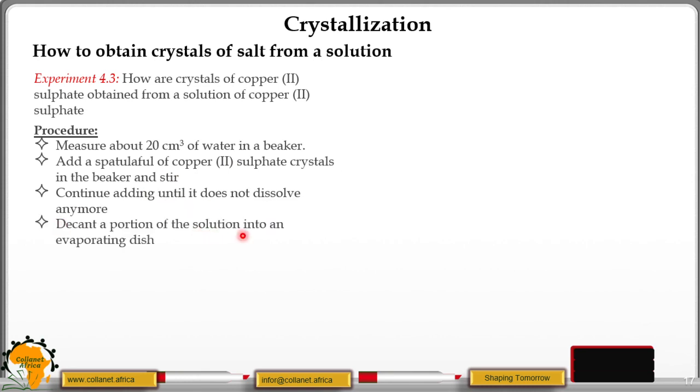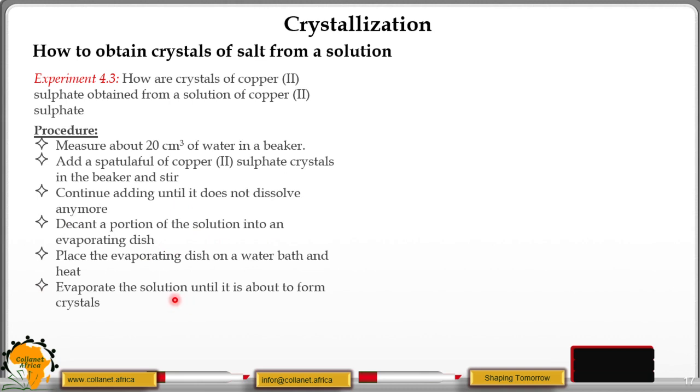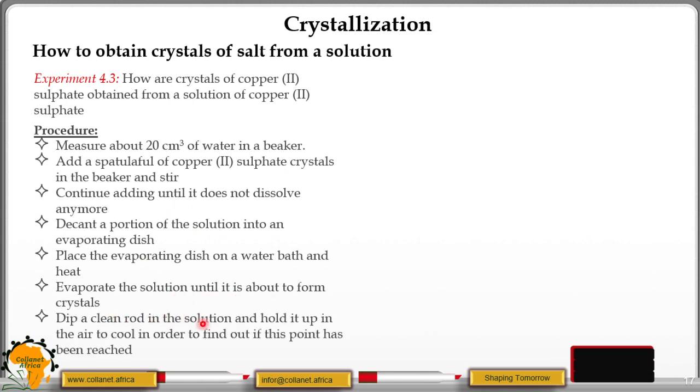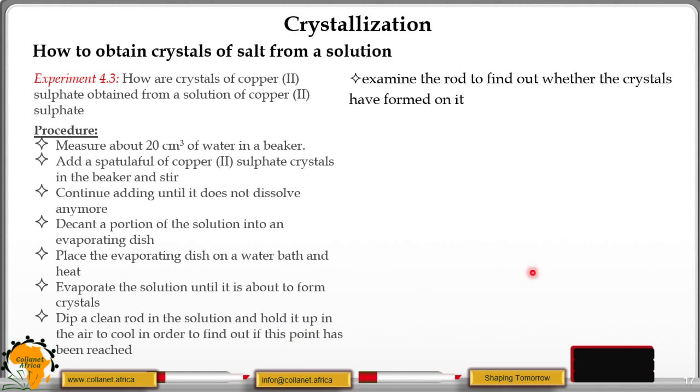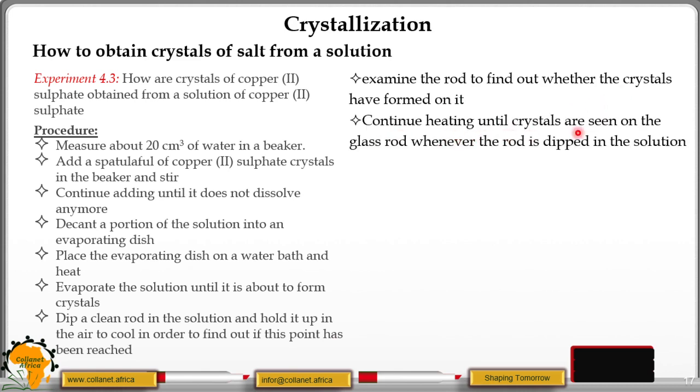Decant a portion of the solution into an evaporating dish. Place the evaporating dish on a water bath and heat. Evaporate the solution until it is about to form crystals. Dip a glass rod in the solution and hold it up in the air to cool in order to find out if this point has been reached. Examine the rod to find out whether crystals have formed on it. Continue heating until crystals are seen on the glass rod whenever the rod is dipped in the solution.